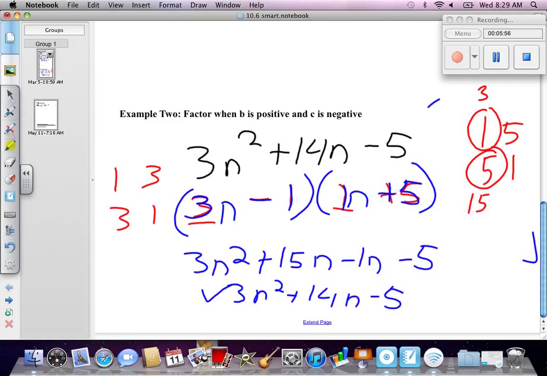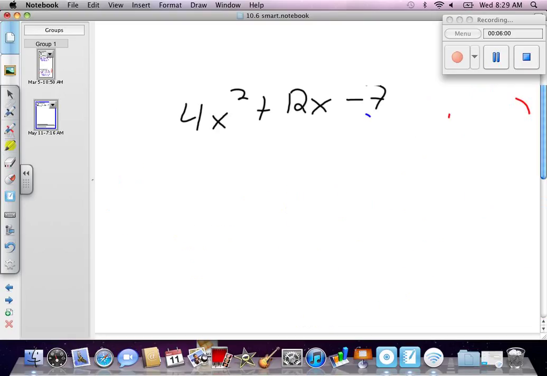All right, we're going to go to the next page. Ready? I've changed your problem, so please change it as well. It's 4x squared plus 12x minus 7. 4x squared plus 12x minus 7.